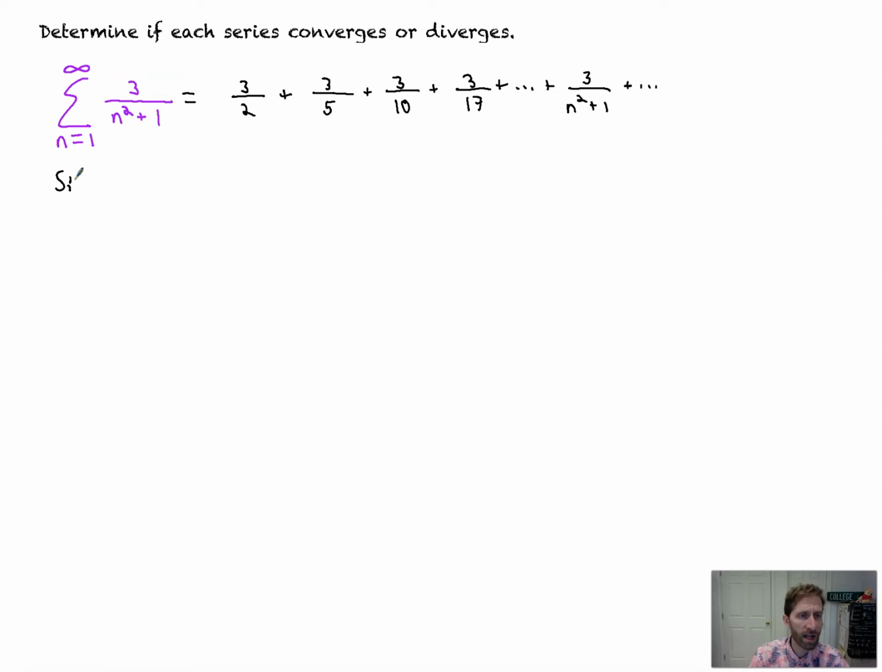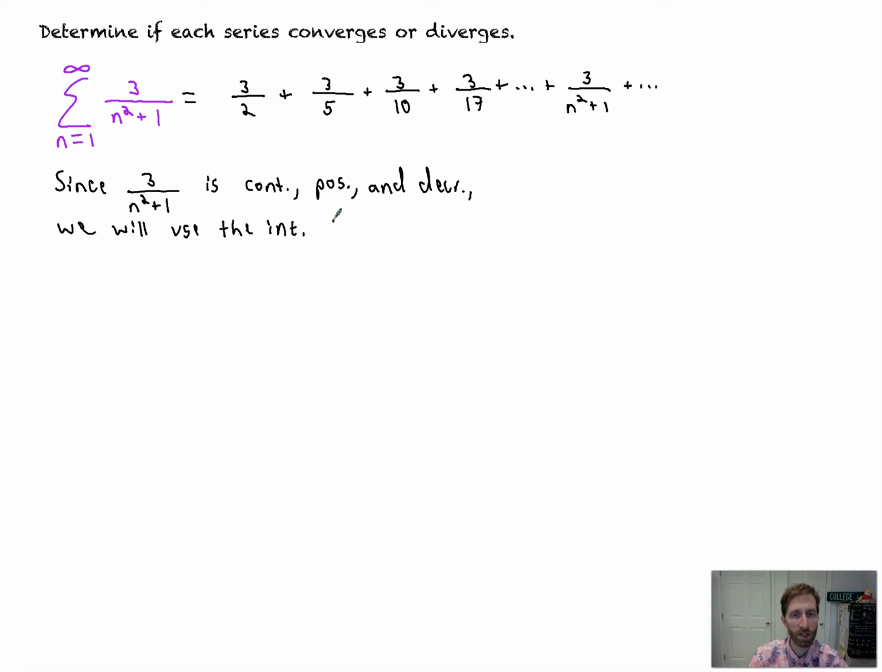So I would say, and again, I'm showing you the most formal way of doing things so that you get full credit on the BC exam or on any college professor or teacher's exams: since 3 over n squared plus 1 is continuous, positive, and decreasing, we will use the integral test. The int test. Again, I'm abbreviating greatly here. Don't do that on a test.